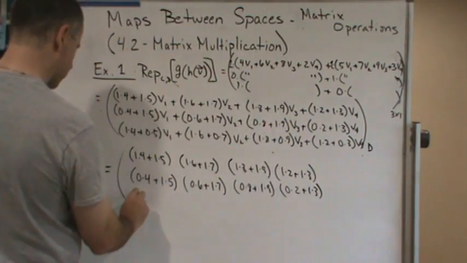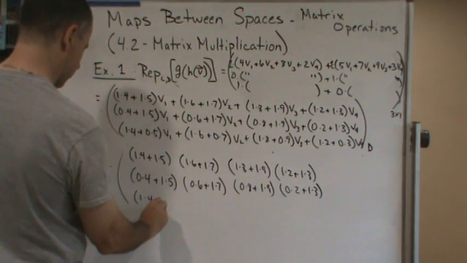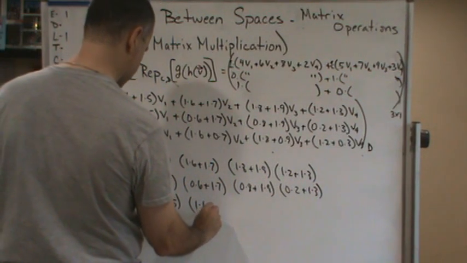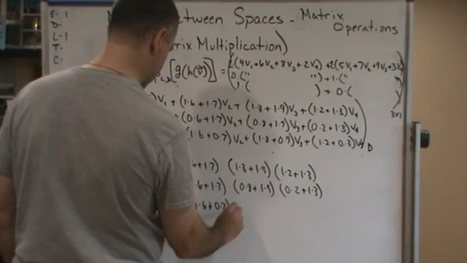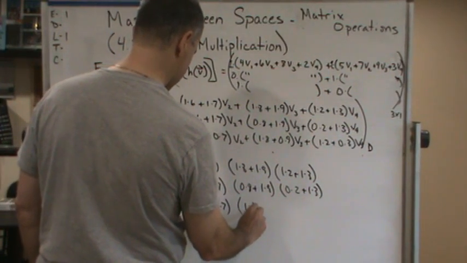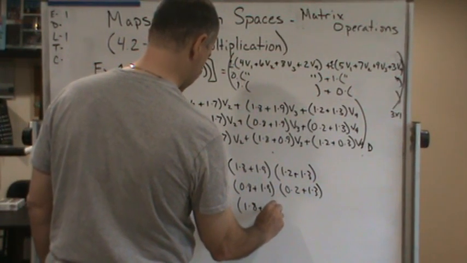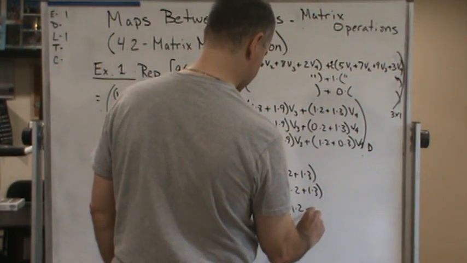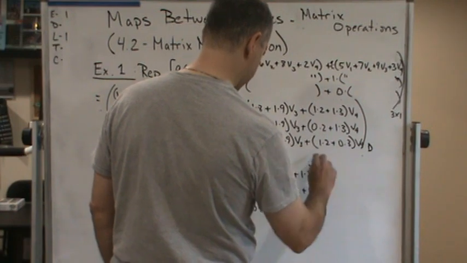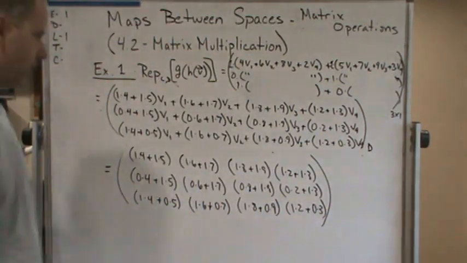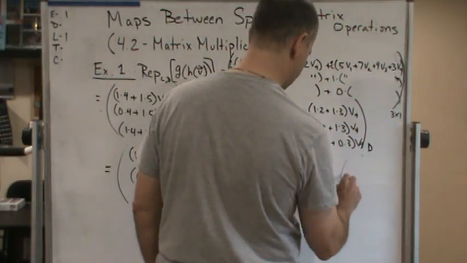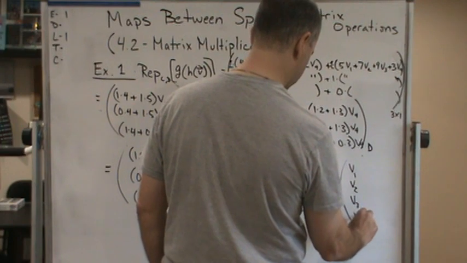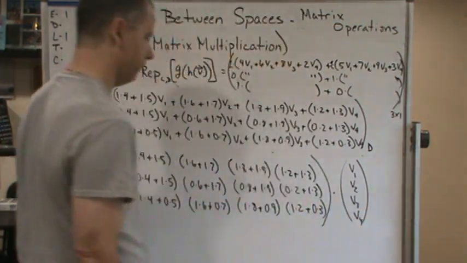And then finally the last row is going to be 1 times 4 plus 0 times 5. And this is going to be 1 times 6 plus 0 times 7. And this is going to be 1 times 8 plus 0 times 9. And finally we get 1 times 2 plus 0 times 3. That's going to be that matrix, and of course it's going to be multiplied by V1, V2, V3, and V4.